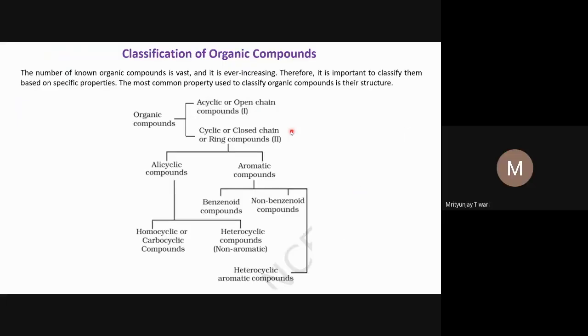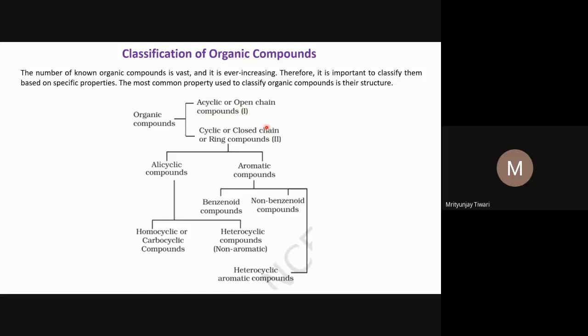Hello students, good morning. In our last class, we saw how organic compounds are classified based on their structure, and that they can be divided into two different classes. One is called acyclic or open chain compounds, which we also call aliphatic compounds. These are compounds where no ring structure exists.